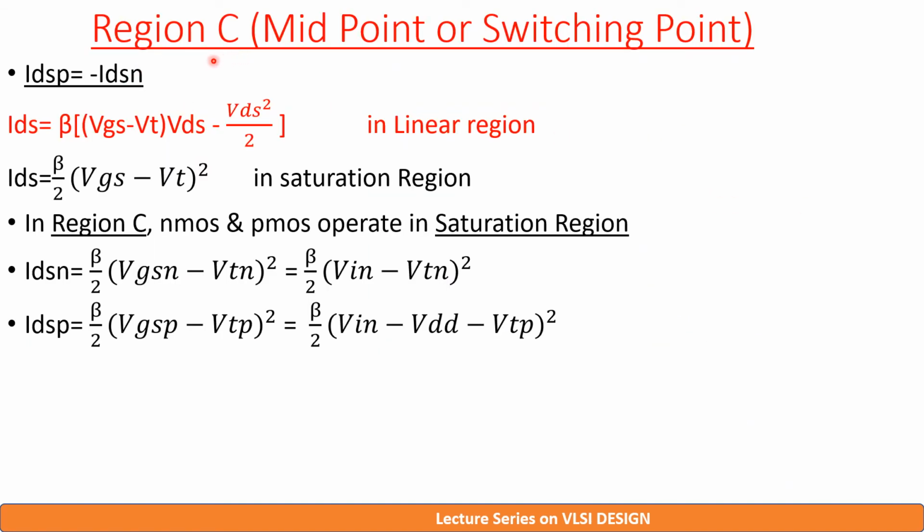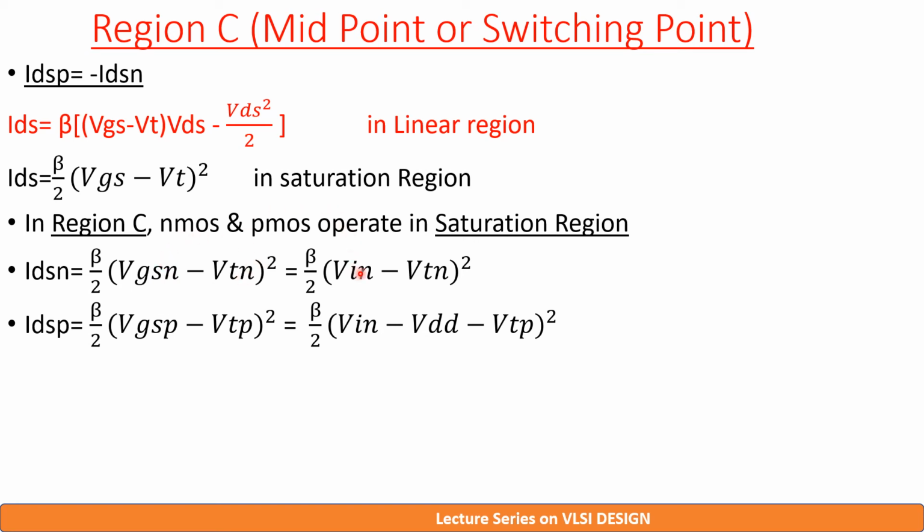So region C, both the transistors operate in saturation region, therefore the same current flows through N and P device, hence we can equate both the current terms. IDSP equals minus IDSN. Expression of current in saturation region is given by beta by 2 (VGS minus VT) square. IDSN, current for NMOS device: beta by 2 (VGSN minus VTN) square.